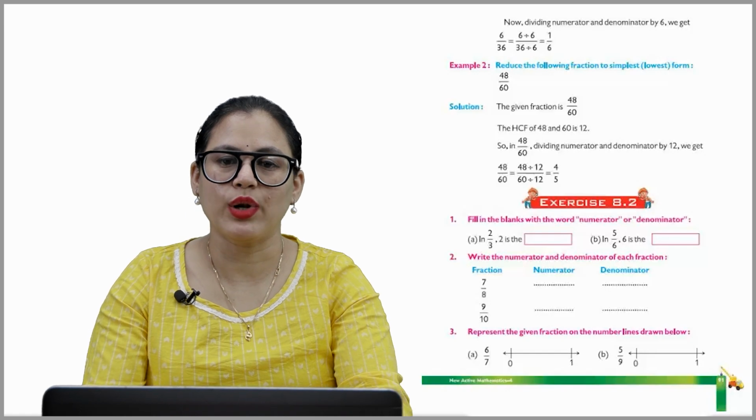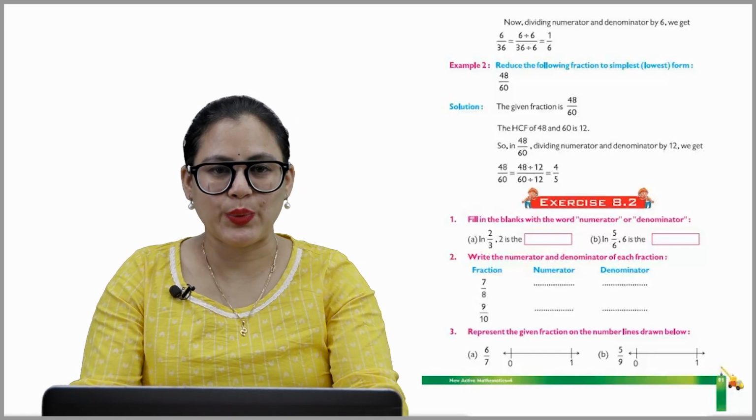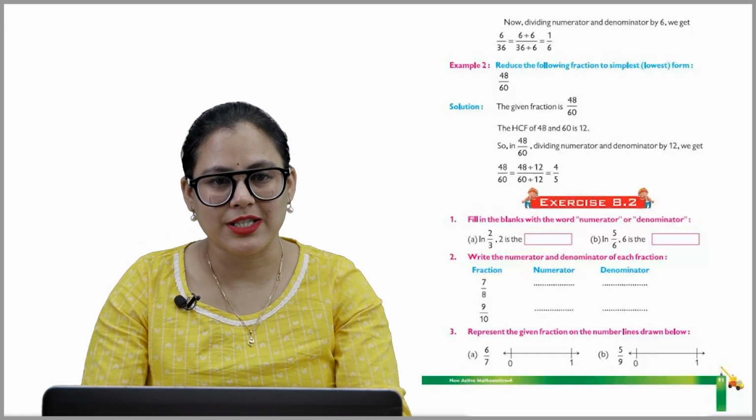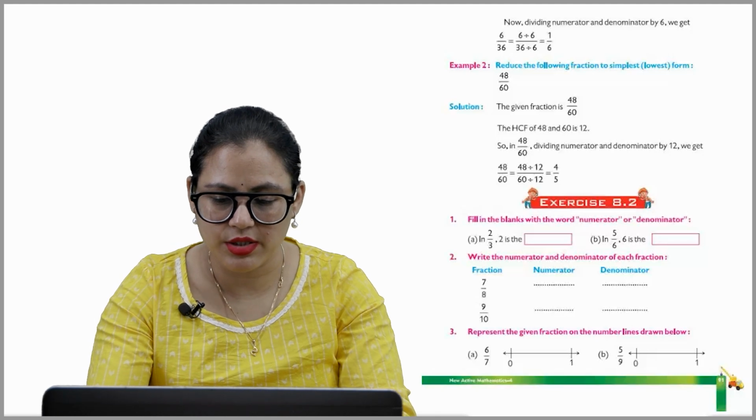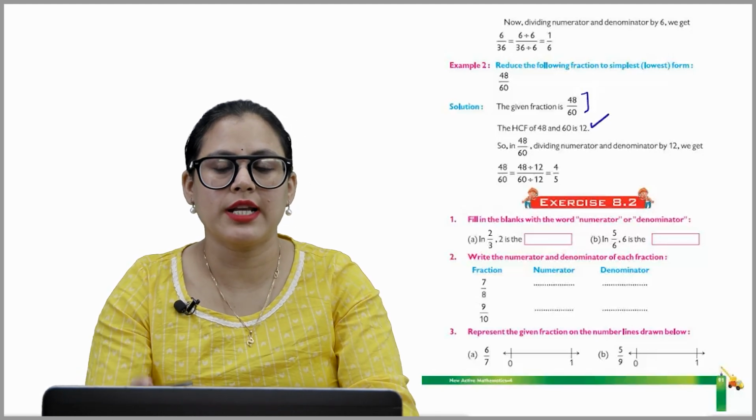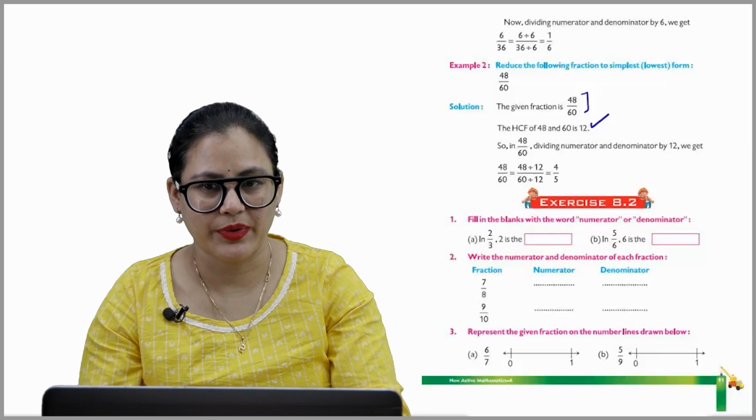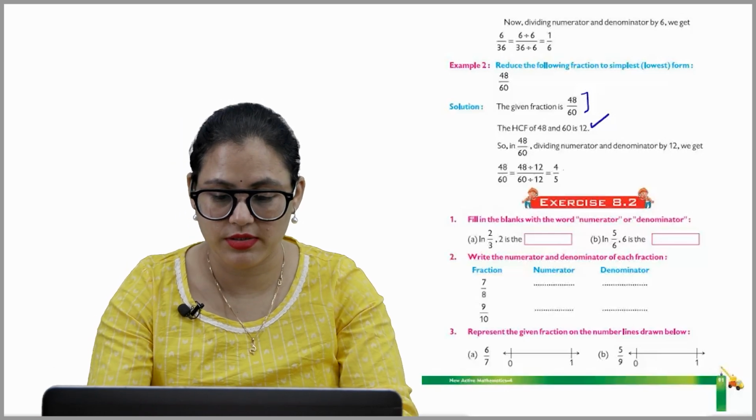Example 2, reduce the following fraction into simplest or lowest form. 48 by 60. Here we will find the HCF of 48 and 60, which is 12. Then we will divide 48 and 60 by 12. So we will get 4 by 5. So, this is the simplest form.